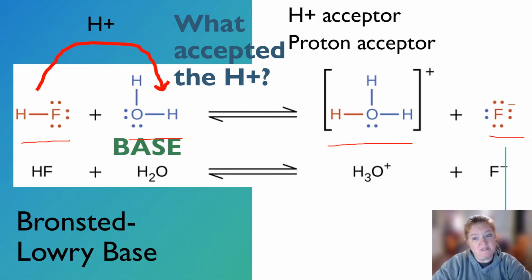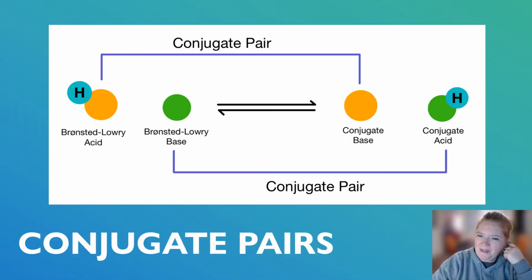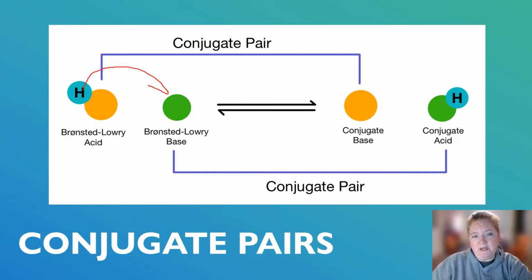Now, that would seem so ridiculously easy and we'd be done. There's more. So conjugate pairs. What that means is if it started as an acid on this side and it gave away its H plus, it donated it, its partner on the other side is called a conjugate base because in the reverse reaction, it's going to accept. So it helps when you look at an equation that has symbols and not just pictures. So let me try.